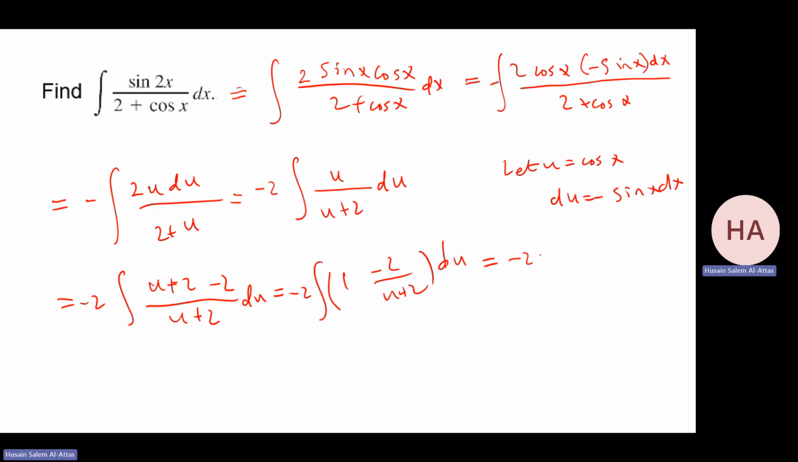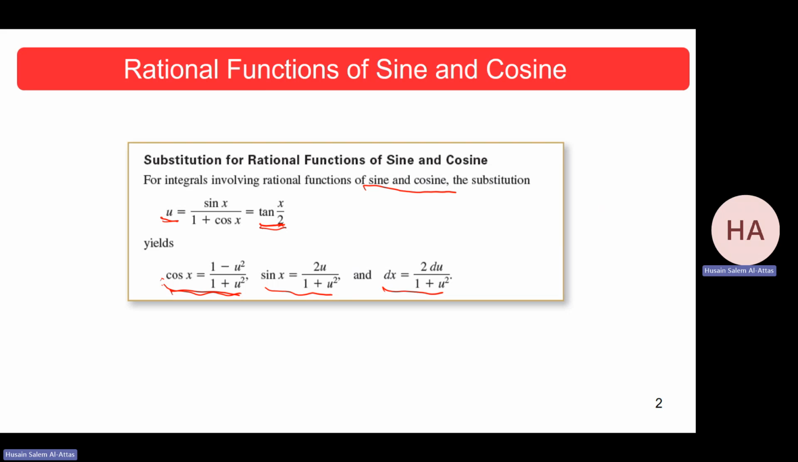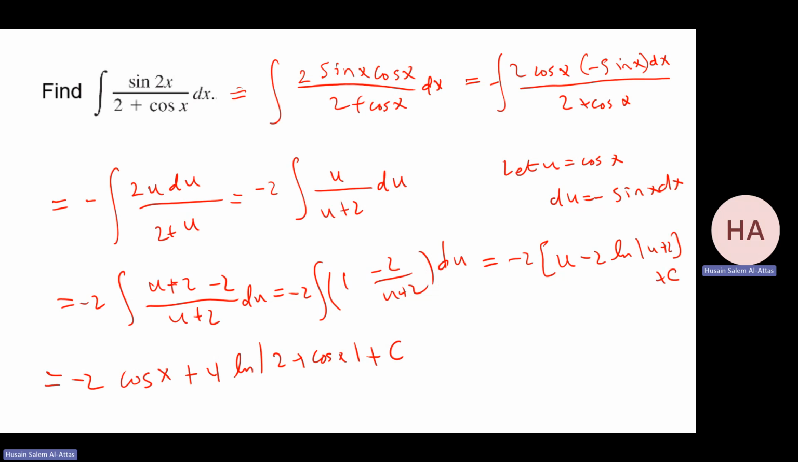So that will be minus 2 times what? Now I have everything ready: u minus 2 ln of u plus 2, plus c. So I have minus 2 times, u is cosine x, so minus 2 cosine x plus 4 ln of 2 plus cosine x. That's it. So no need for this substitution. Not always do I need to do it, but there are some cases where I cannot solve using the previous methods.